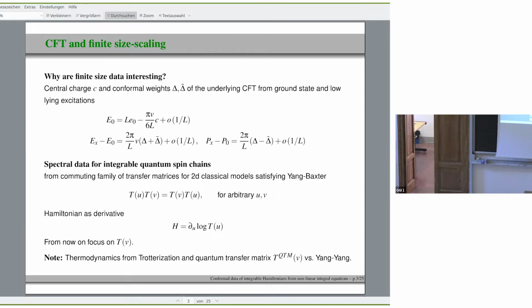All of that is standard, and from now on, let us focus on these transfer matrices and come back to Hamiltonians only at the very end of certain calculations. By the way, the thermodynamics for integrable systems can be obtained by combinatorial means. Yang and Yang developed a method.